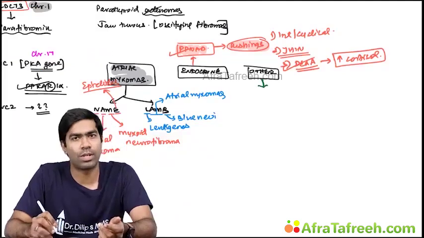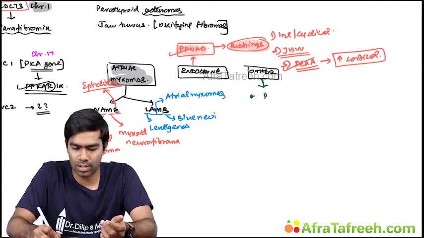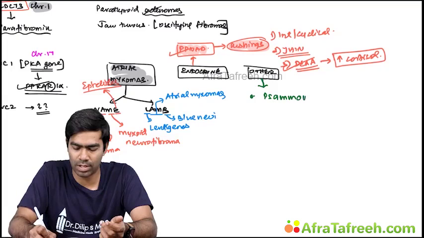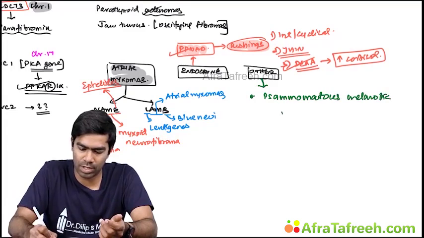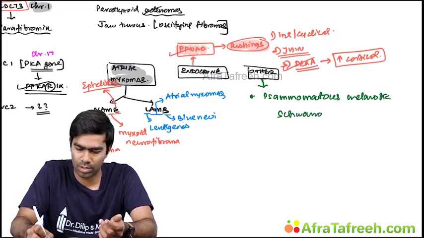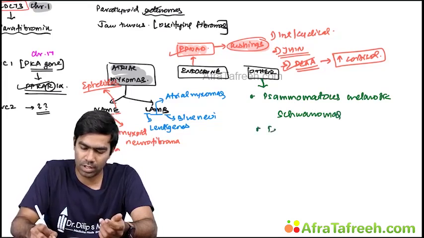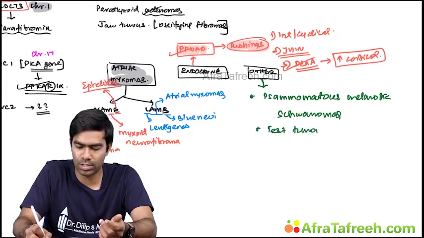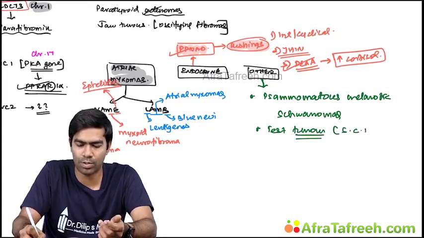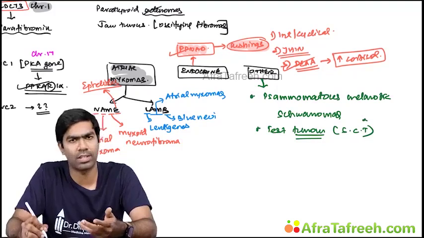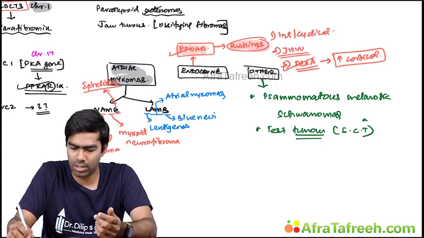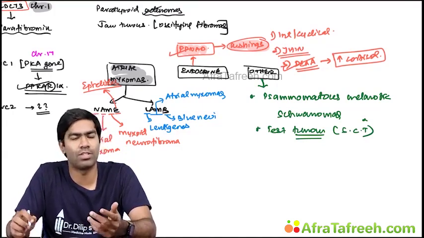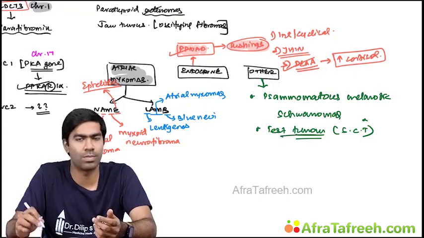So what are the other tumors you can get? Other tumors you are going to get are psammomatous melanotic schwannomas, or simply you can remember them as schwannomas. And you can get testicular tumors also. They even asked what is the most common testicular tumor you will get. That is a Sertoli cell tumor. That's also a once upon a time question, I think NEET 2015. Then you can get a lot of other findings also, but that is not needed. So we'll close down with testicular tumors here.